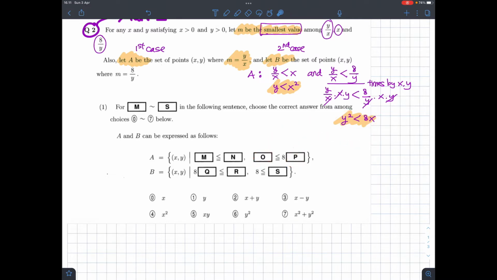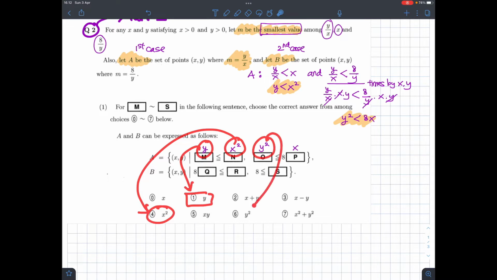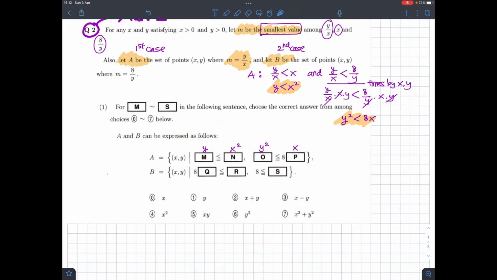So let's check the options. The m is y and n is x squared, o is y squared, and this is x. So check here: y is number 1, x squared is number 4, y squared is number 6, and x is number 0. So you choose number 1, number 4, number 6, and number 0. Okay, just do the same thing with case B.